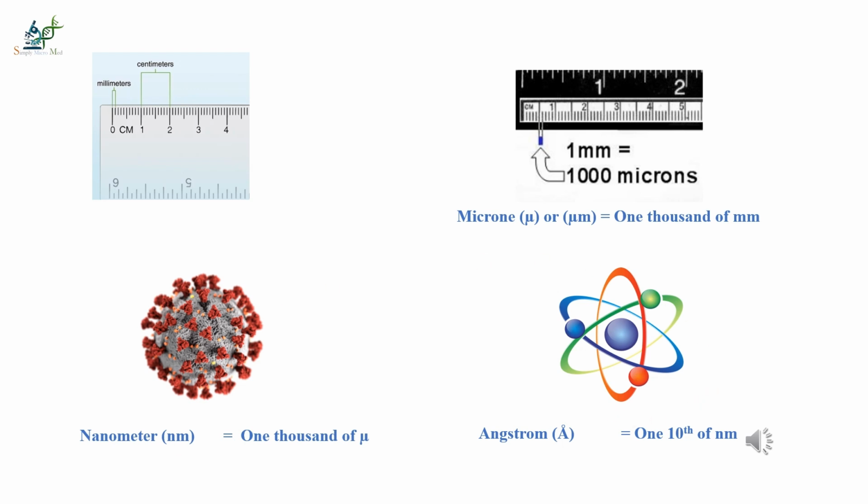Angstrom is equal to 1/10 of a nanometer. That means we will take 1 nanometer and equally divide it into 10 parts, and one part will be equal to 1 angstrom. The angstrom is used to measure atoms.